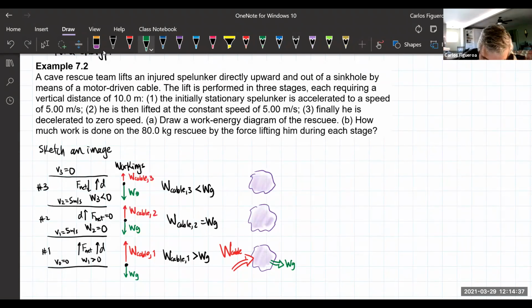So if I look at what happens next here, what's happening here is that the work being taken out by gravity must be the same as the work of the cable. So these guys are the same. But in order to reduce kinetic energy, what do I got to do? That means I have to take out more work of gravity than what the cable is putting in.